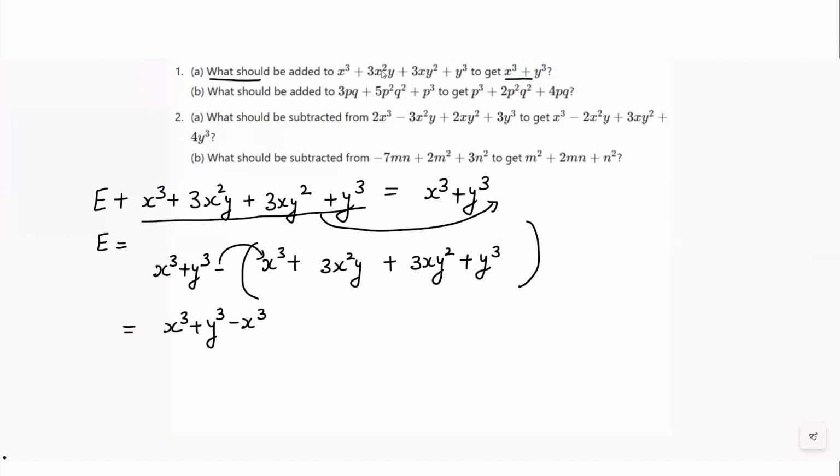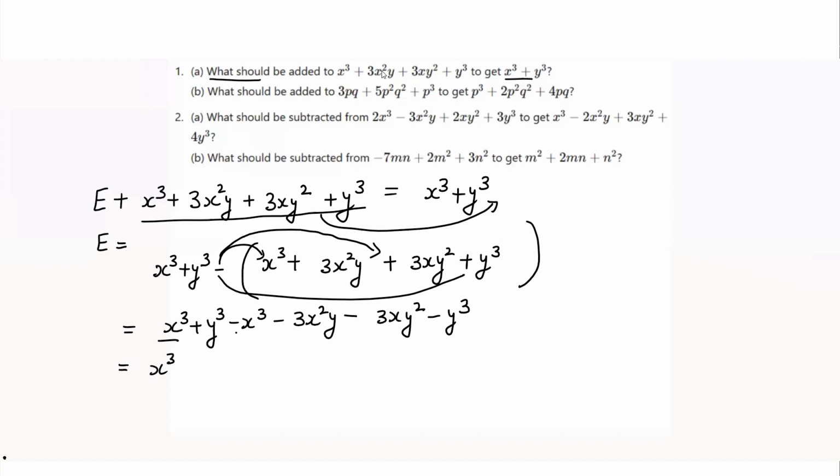Minus into plus 3x square y means minus 3x square y. Minus into plus again is minus 3xy square. Minus into plus again is minus y cube. Now we will write the like terms together. x cube, x cube, write them together. y cube, y cube, write them together. Minus 3x square y is different, and minus 3xy square is different. And always underline whatever variable you write down so that you will not miss any of them.